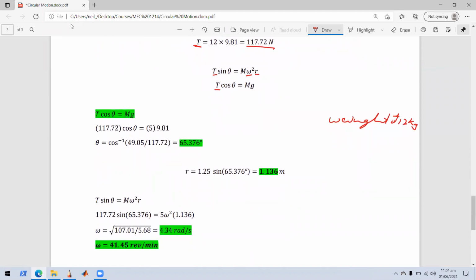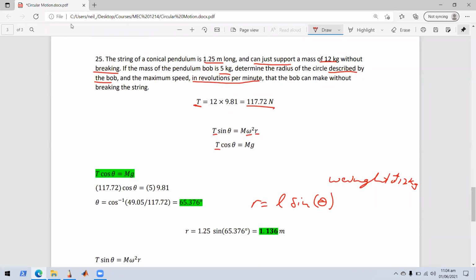Now first, we're going to find theta. Then we're going to use theta to find R, because remember, R is equal to L sine theta. They gave us L, but we don't know theta. We want to find R, so we might as well find theta.